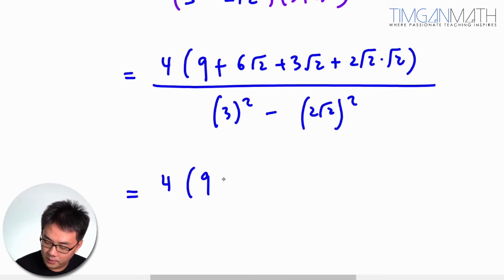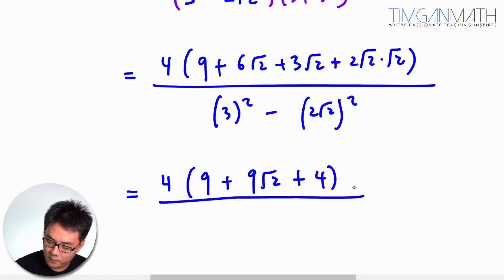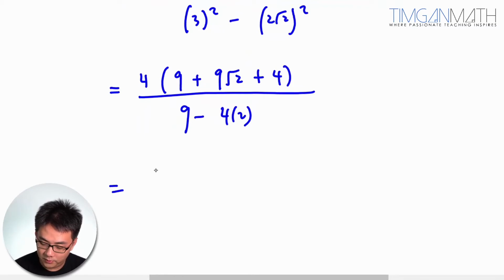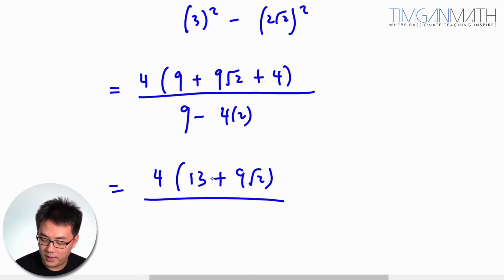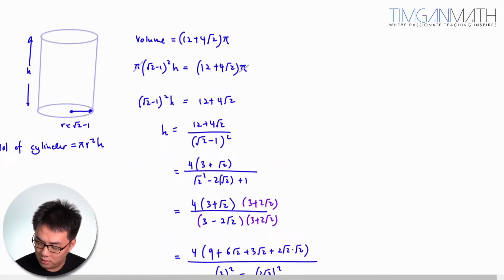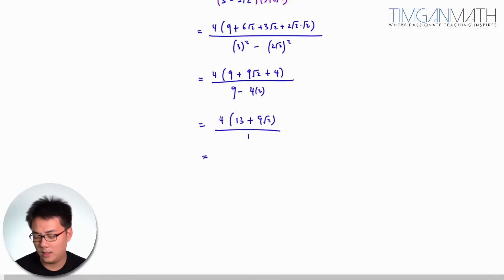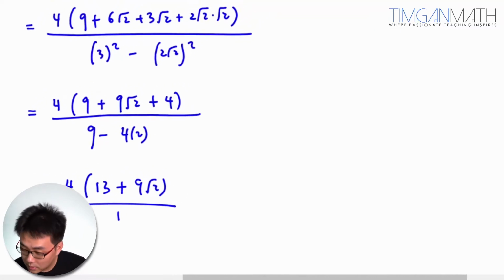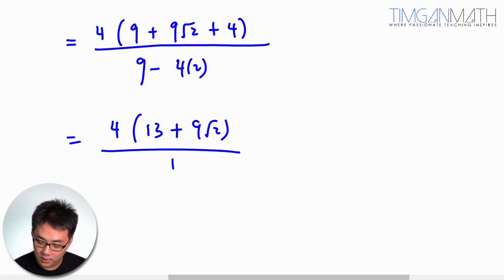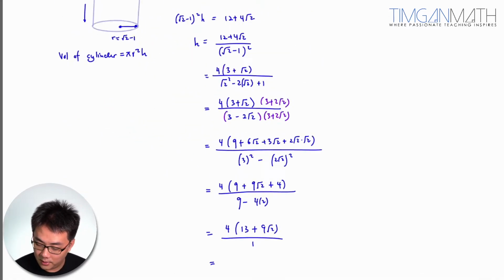So this will be 4 times 9 plus 9 root 2 plus 4. The bottom is 9 minus 2 squared, which is 4 times 2. And this will be 4 times 13 plus 9 root 2 over 9 minus 8, which is 1. My goodness, what is the 2? Is it 3 or 2? Okay, great. So this part is 1.